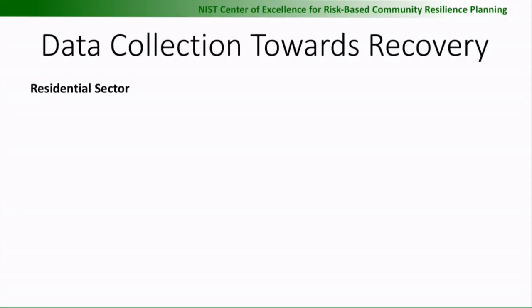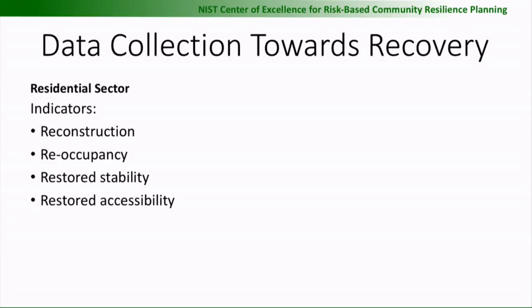To measure progress towards recovery, we used indicators. For housing, we used indicators of reconstruction of the housing unit, reoccupancy, restored stability, and restored accessibility. So we defined stability as that household being able to and planning to stay in that residential unit for at least 1 year. So they're no longer in this temporary state of moving around after the disaster. And we defined accessibility as that household being able to have the same access to essential needs such as grocery stores, healthcare, and employment, the same level as what they had before the disaster.